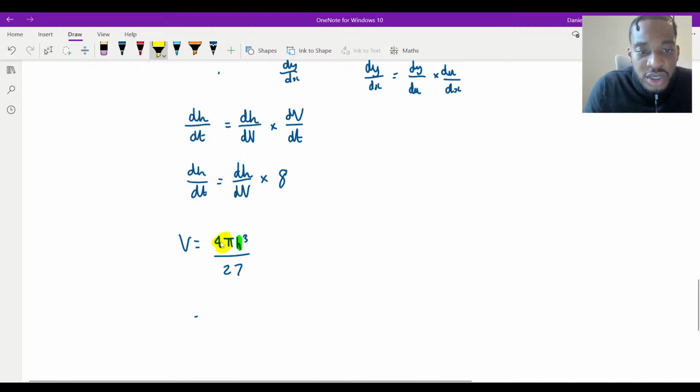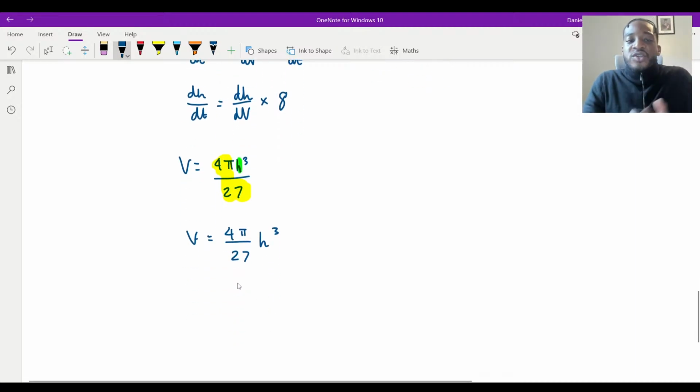Let's just separate the constant part. So we can rewrite this as V is equal to 4 pi over 27 H cubed. And then now we can differentiate that. You could have differentiated them, but I just want to be super, super clear. So it's going to be dV by dH.